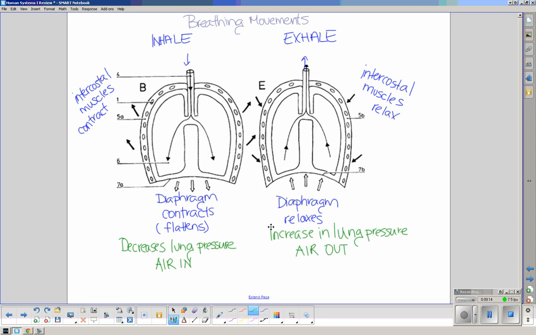And that is what we need to know for the respiratory system or gas exchange in the Human Systems 1 unit.